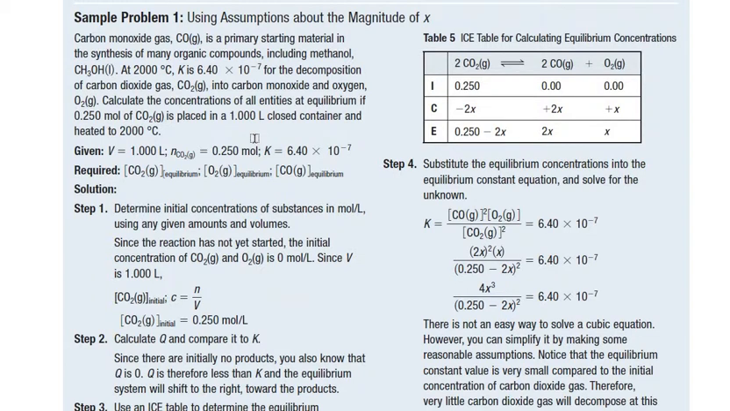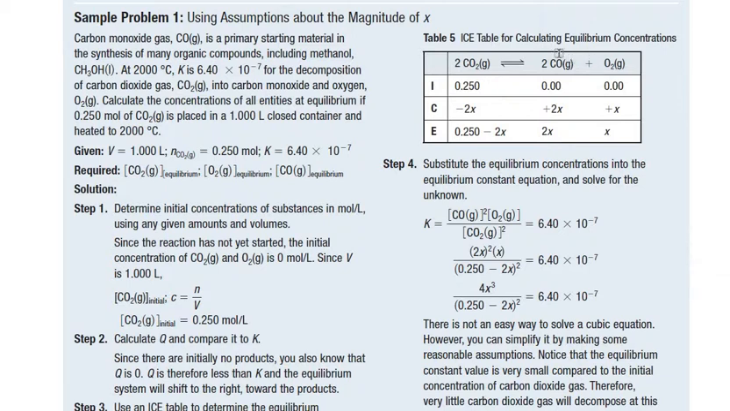Sample problem 1. Carbon monoxide gas, CO, is the primary starting material in the synthesis of many organic compounds, including methanol. At 2000 degrees Celsius, K is 6.4 times 10 to the power of negative 7 for the decomposition of carbon dioxide gas into carbon monoxide and oxygen. Calculate the concentration of all entities at equilibrium if 0.25 moles of CO2 is placed in a 1 liter closed container and heated to 2000 degrees Celsius.